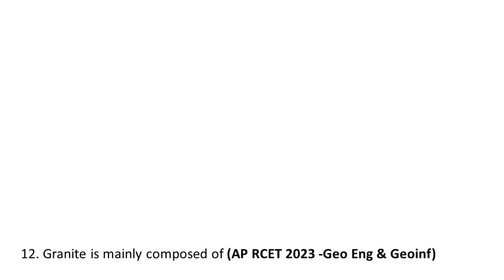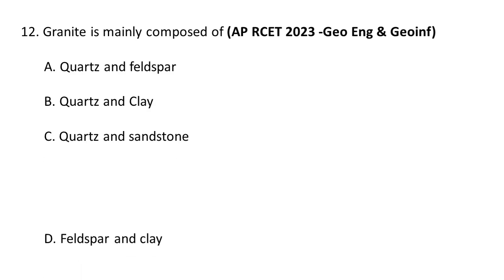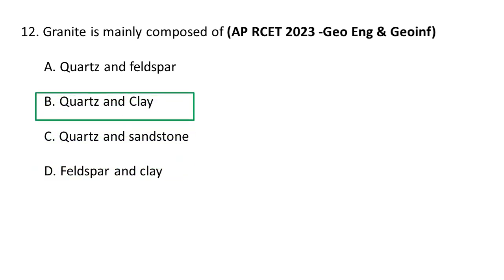Next question. Granite is mainly composed of, very simple question, A. quartz feldspar, B. quartz clay, C. quartz sandstone, and D. feldspar and clay. Granite is an igneous rock, generally composed of quartz and feldspar. A is the correct option.